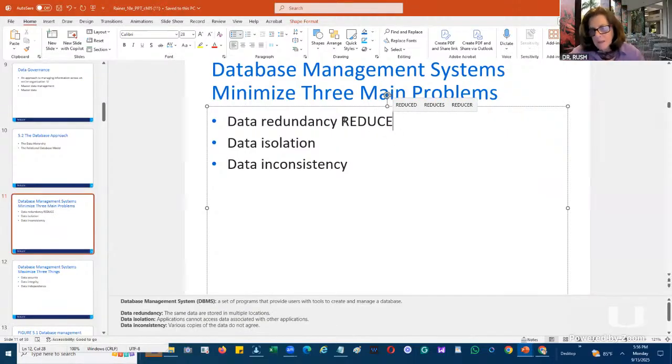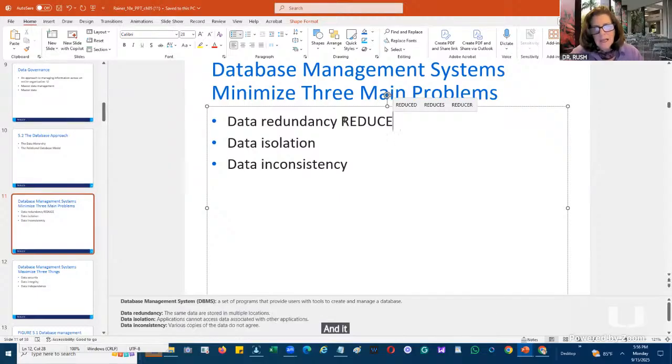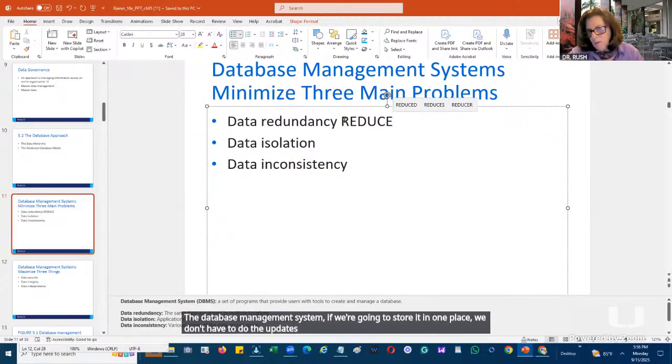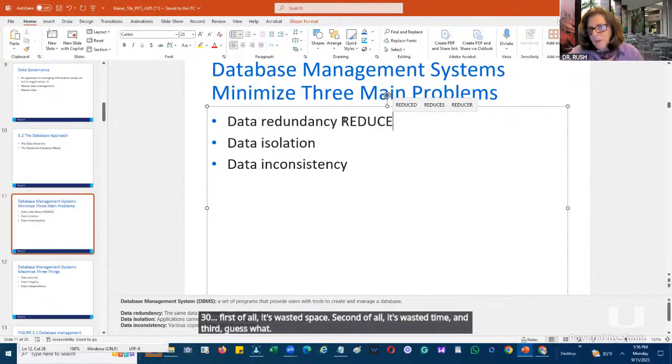Cheyenne moved to South Beach, right, Cheyenne? You moved to South Beach. At least 30 offices have your data, and it has to be updated at least 30 times. Why is this a problem? With the database management system, if we're going to store it in one place, we don't have to do the updates 30 times. And what's wrong with that? First of all, it's wasted space. Second of all, it's wasted time. And third, guess what, Cheyenne? Somebody can make mistakes in typing it.